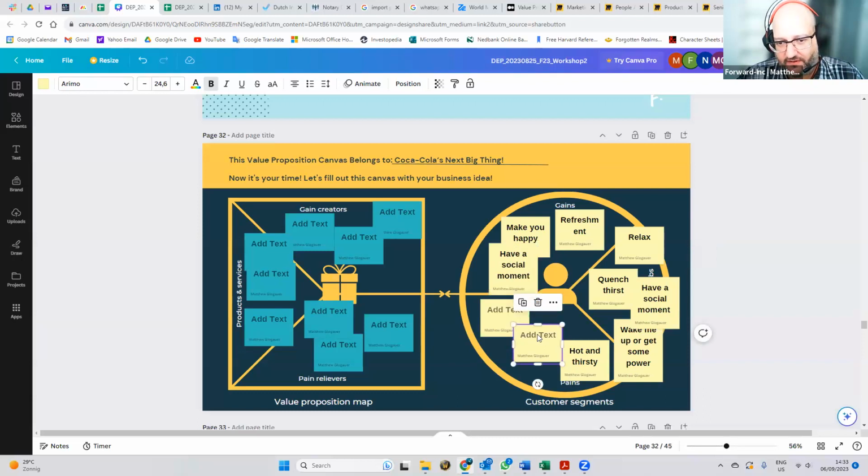I have the same problem. Like I couldn't decide, is it a gain or is it a job when I was doing my work? So that's why I'm asking now. So basically I have to think as if I am the customer and put myself in the place of that customer to understand whether it's a gain or a job.